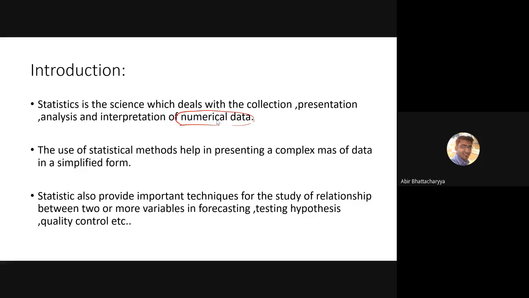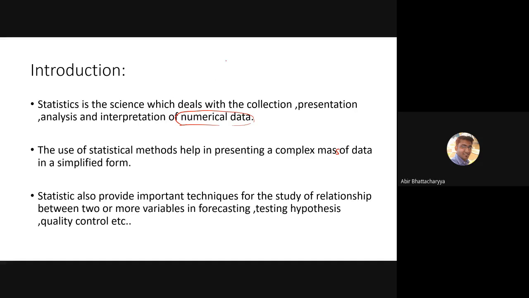Next, the use of statistical methods helps in presenting a complex mass of data in a simplified form. Whenever we have any complex mass of data, it means the data set is not simple. It is in a complex format. There are so many techniques for how to handle such data sets.